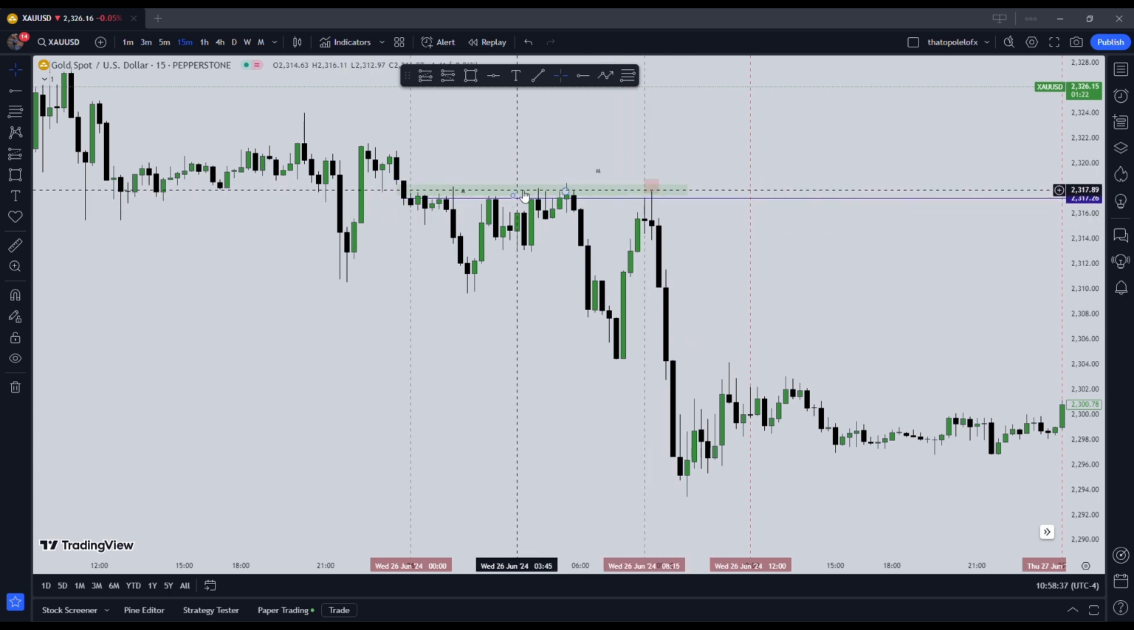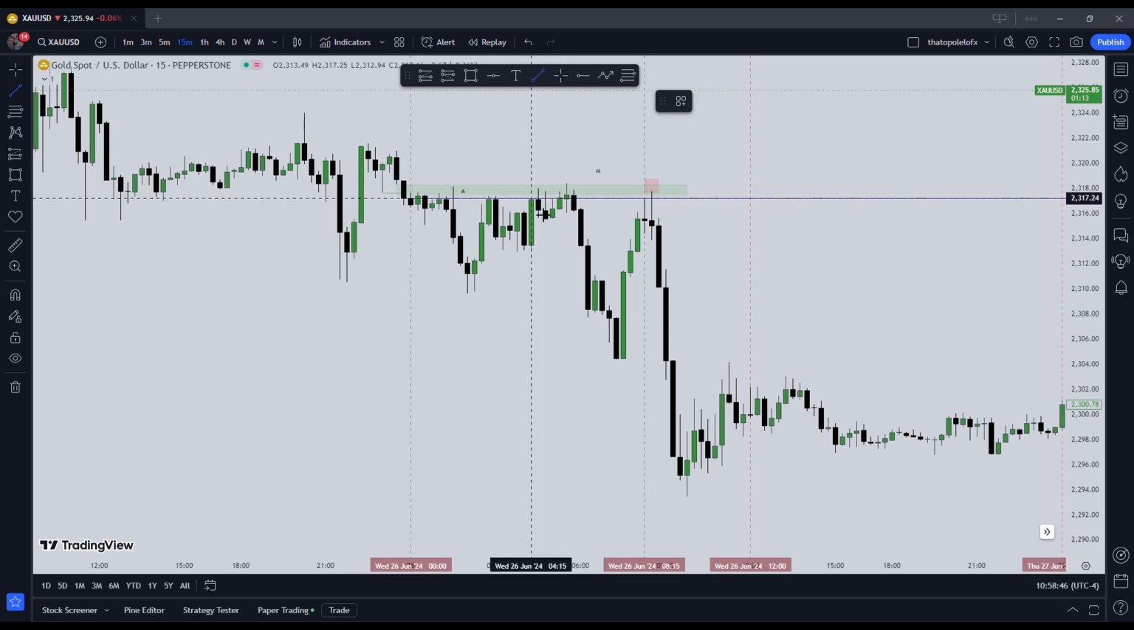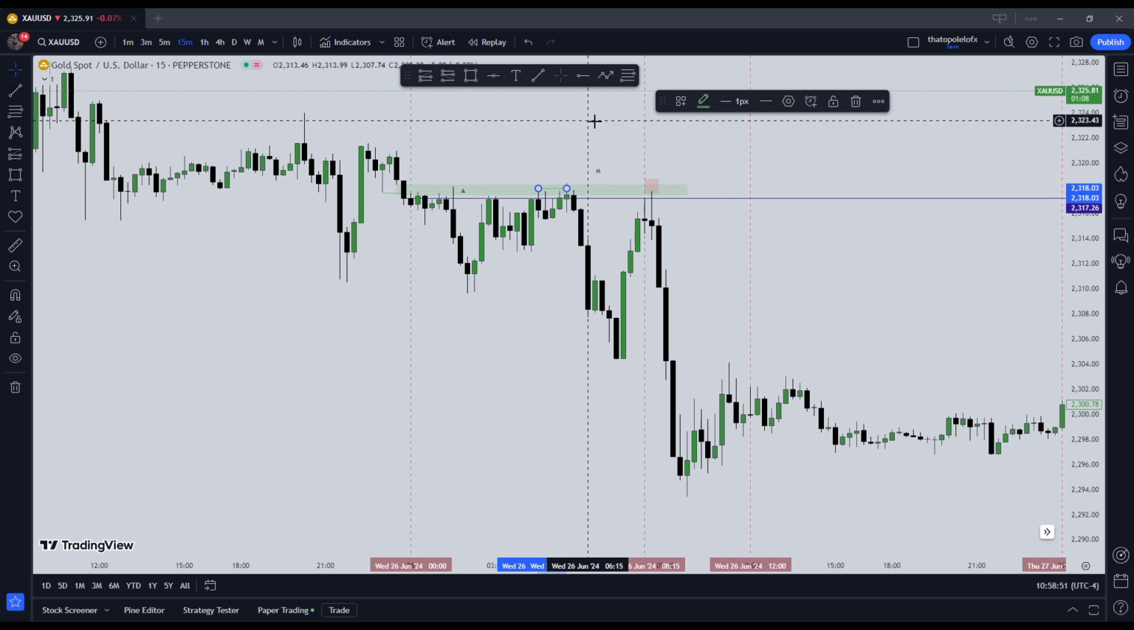Why am I saying this? Look at this. There's a market structure shift here. Where else do we see a market structure shift? We would see, okay, let's start using this scenario. A high was taken out.